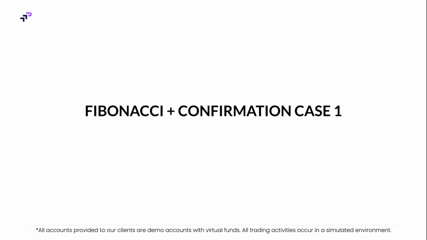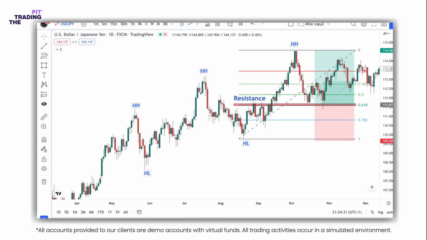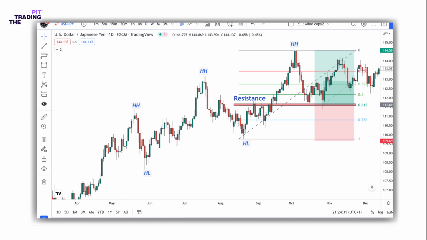Fibonacci plus confirmation, case 1. In the previous video, we learned about the strategy, and I told you how you need to find some extra confirmations to place a trade. The first type of confirmation is the support and resistance levels. We talked about the resistance confirmation in the last video, and in this video, we are going to learn how to do that with support levels.